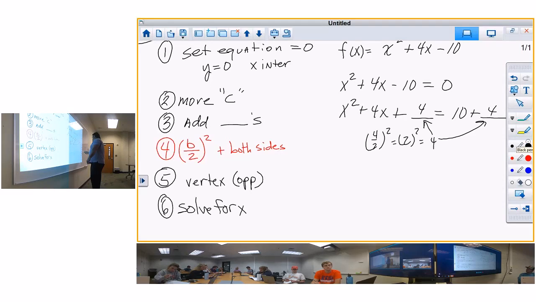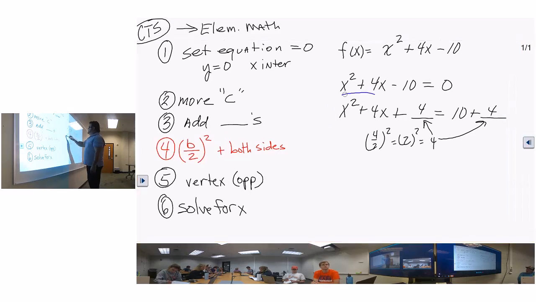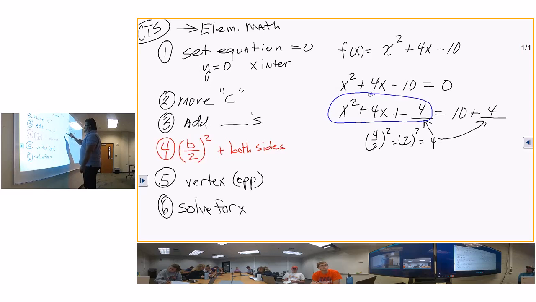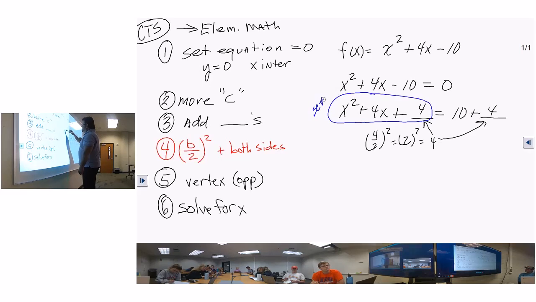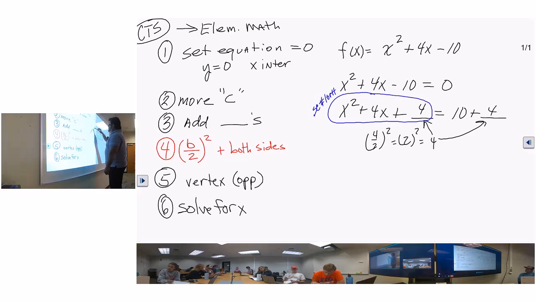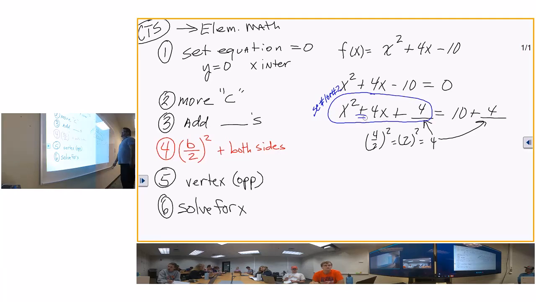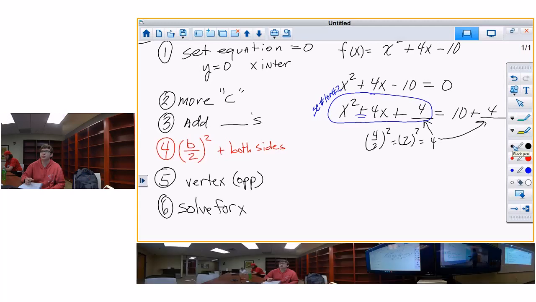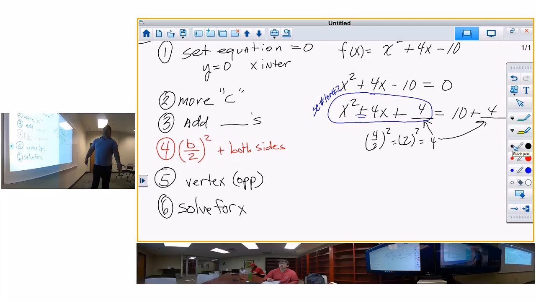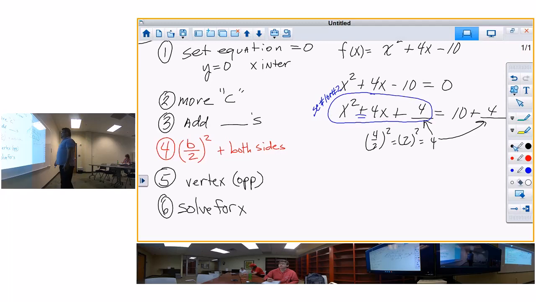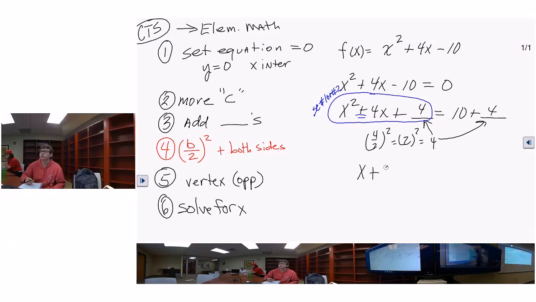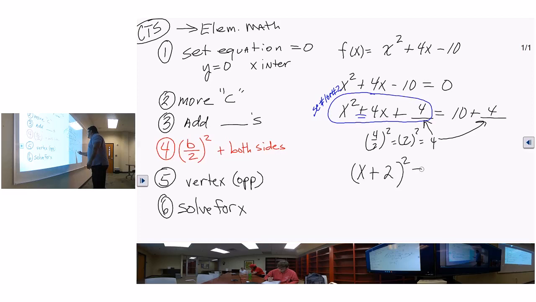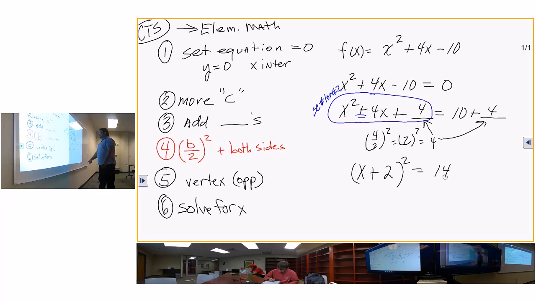And automatically, on the left side, you've got shortcut number 1 or number 2, depending on that sign. And now you've got x plus 2 quantity squared on the left. Why does it depend on the sign? Shortcut number 1 is a plus, shortcut number 2 is negative. Okay. x plus 2 quantity squared is equal to 14.